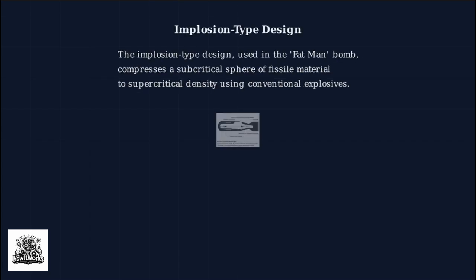The implosion-type design, utilized in the Fat Man weapon over Nagasaki, employs a more sophisticated approach. A subcritical sphere of plutonium-239 is surrounded by conventional high explosives. When detonated simultaneously from multiple points, these explosives compress the fissile material inward, creating a supercritical mass and initiating the chain reaction. This design requires precise timing and symmetry for optimal performance.